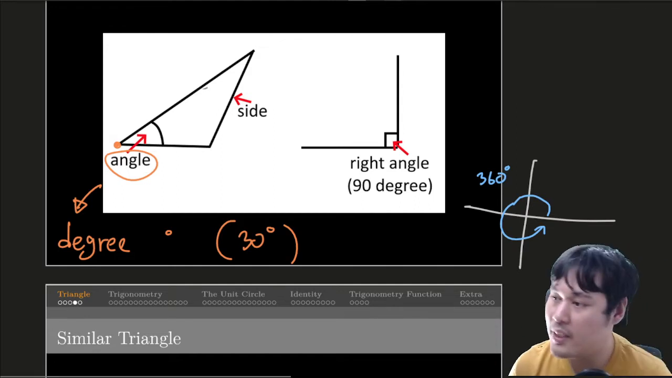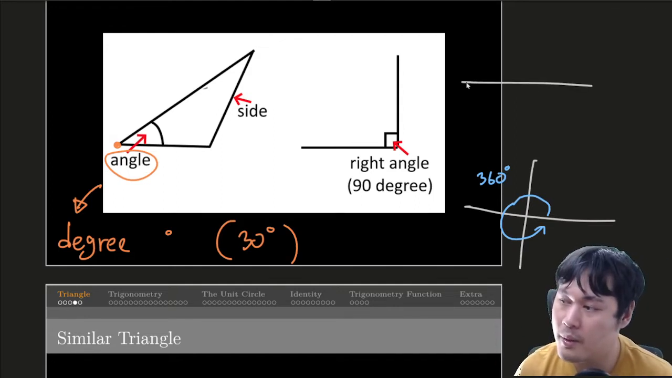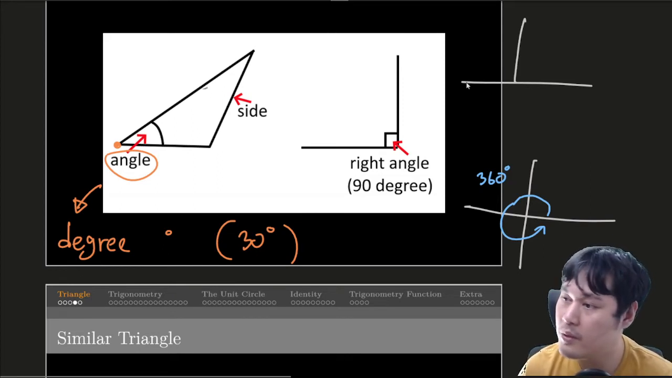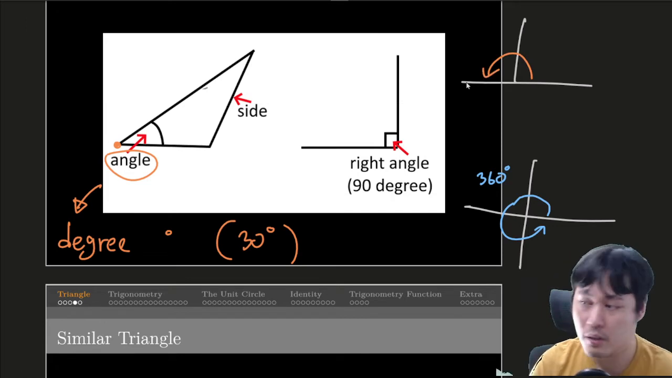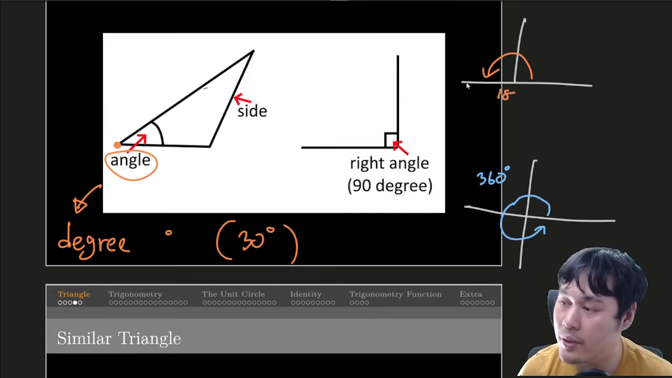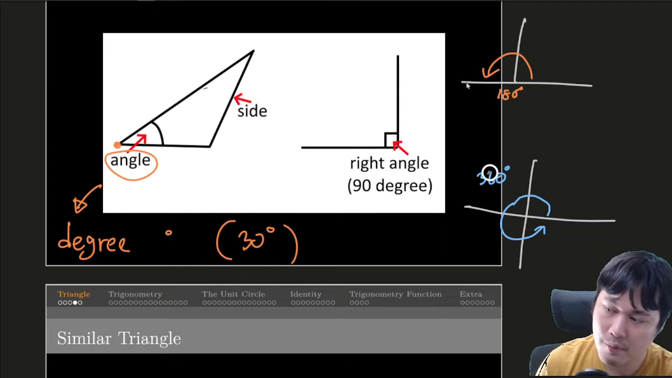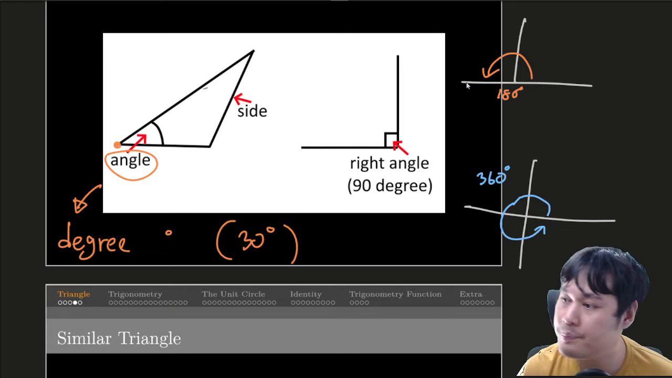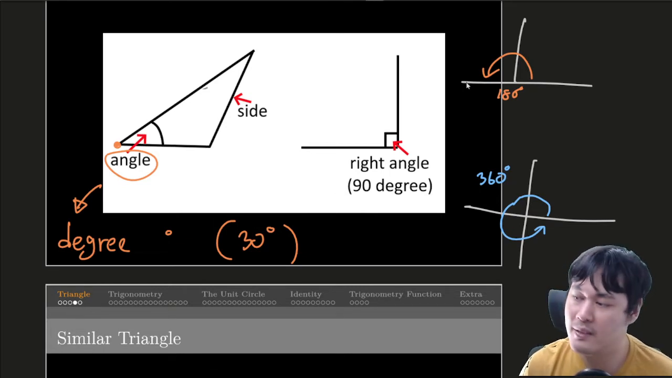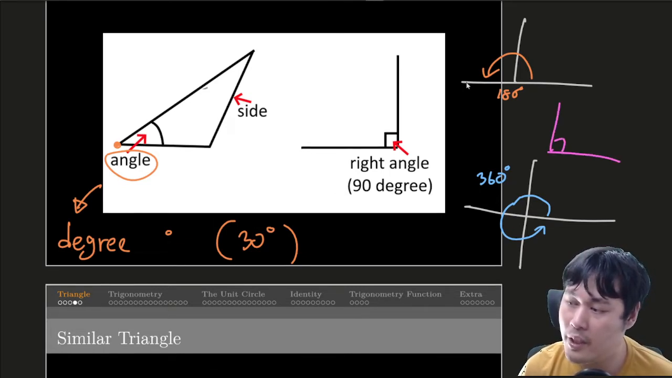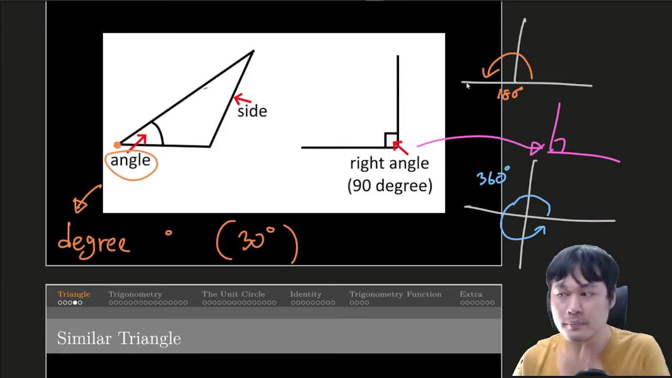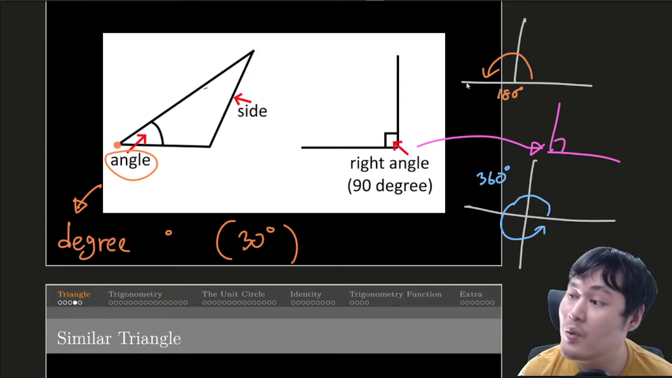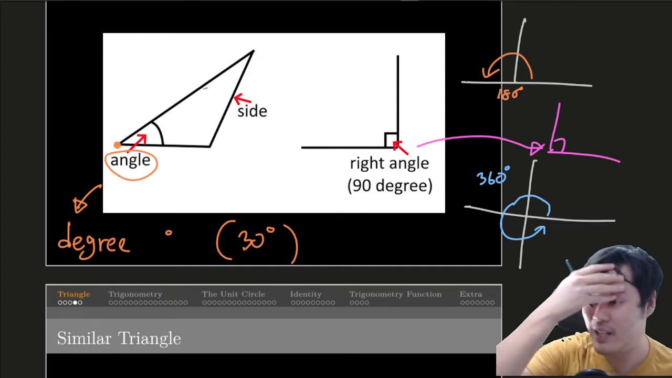And once we have that, then we can describe other kinds of angles or rotation. If you only rotate halfway, that's gonna be 180 degrees because it is half of the full rotation. It's half of 360, which is 180. And if it's half of that, then we have what we call the right angle. And the right angle is very important, as we'll see in a moment, because that's gonna make our life a lot easier.